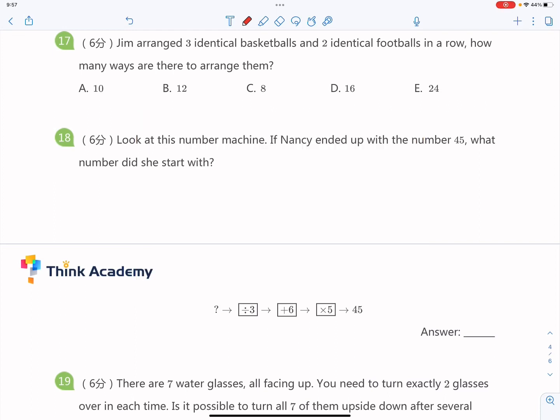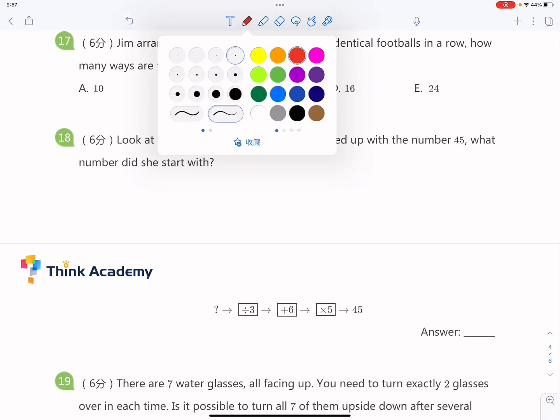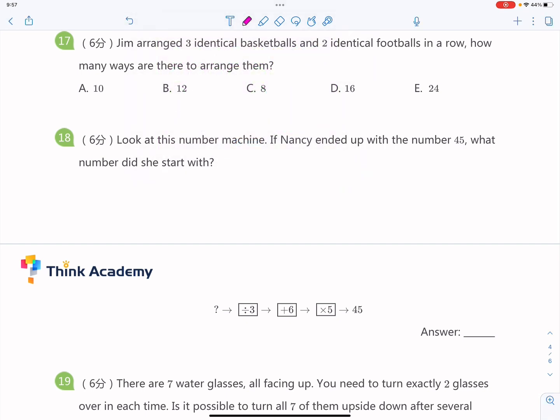Question number 17. Jim arranged 3 identical basketballs and 2 identical footballs in a row. How many ways are there to arrange them? So let's review what we learned in our lesson. If we want to arrange ALL, you'll see how many different ways we have. We have ALL, and we have LAL, and we have one more, which is LLA.